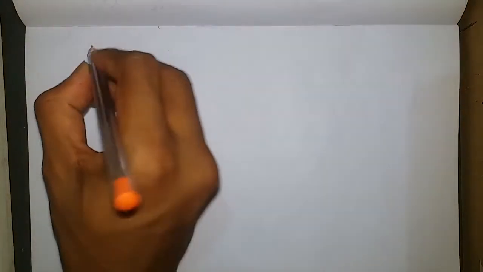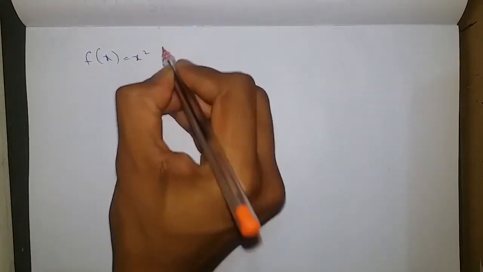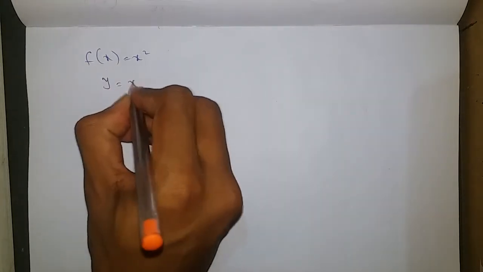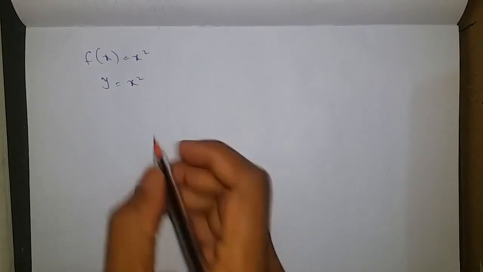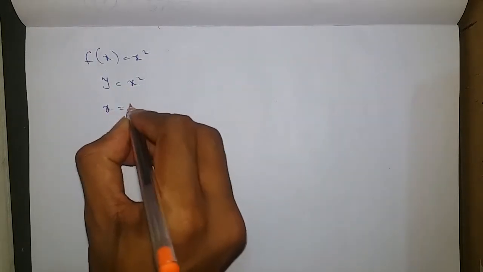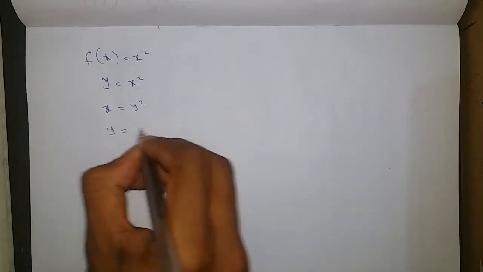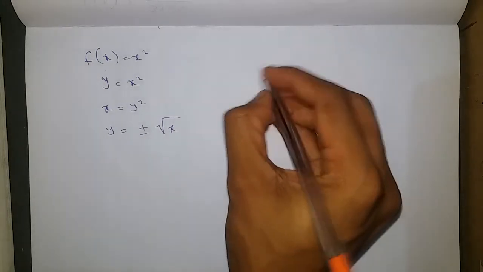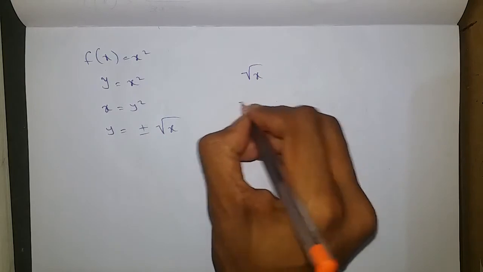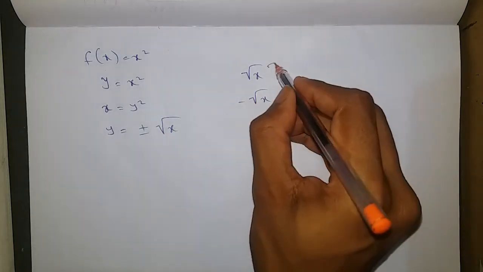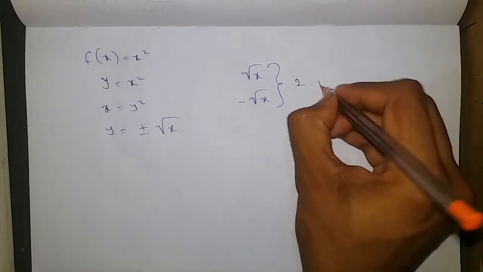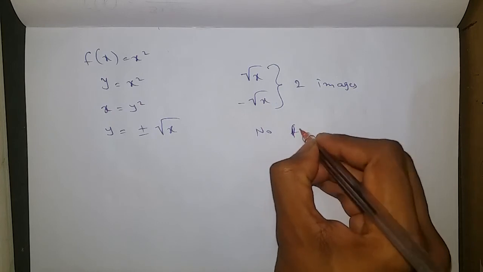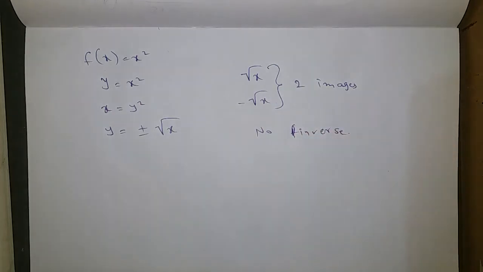Okay, let us take one more example. F of x is equal to x square. So f of x, first I am replacing with y, so y is equal to x square. Now swapping the letters, x is equal to y square, then y is equal to plus or minus under root x. Plus or minus root x is nothing but plus root x and minus root x. So two images are possible, so no inverse at all.